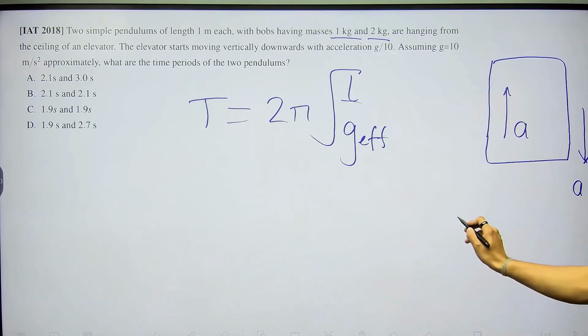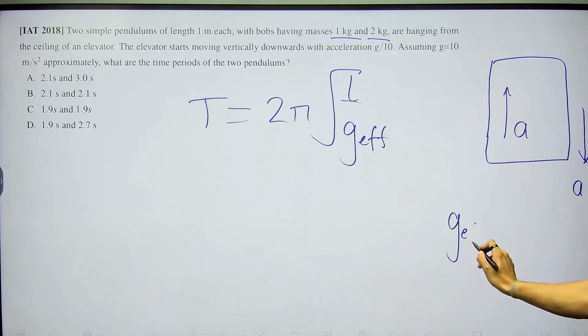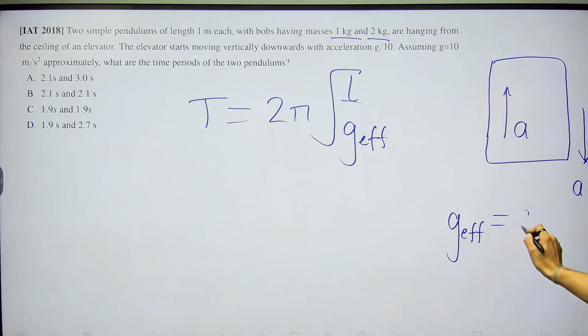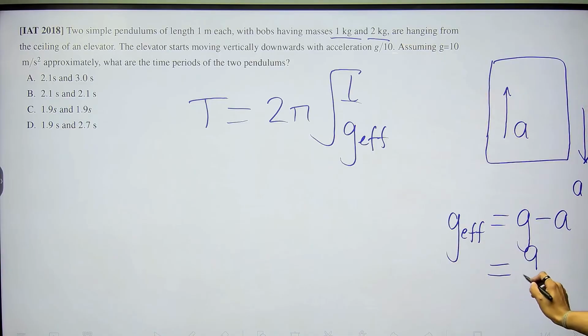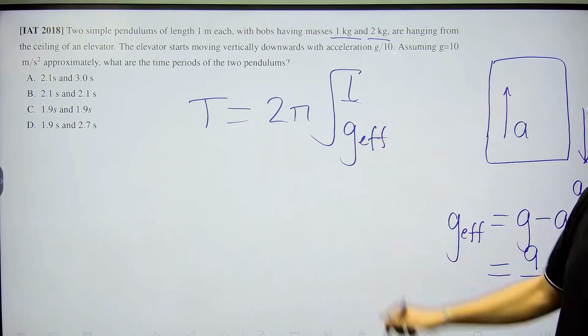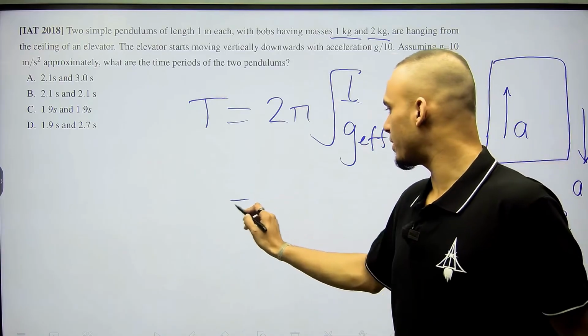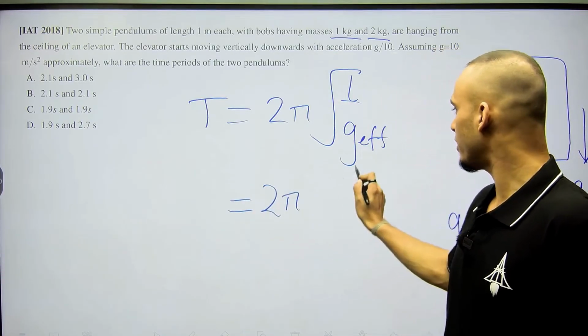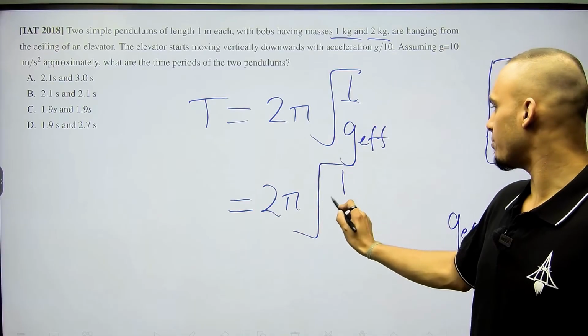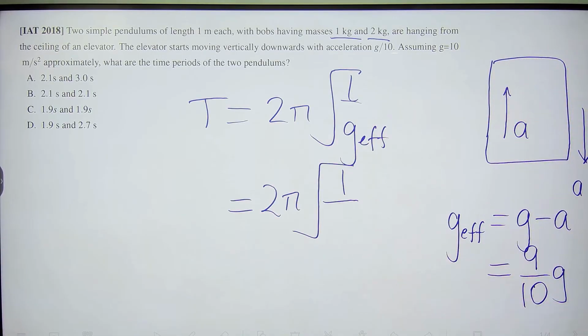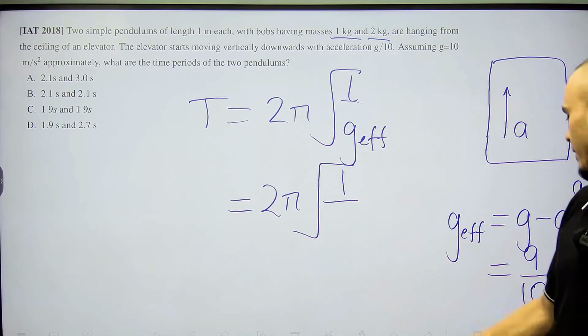So we can write the effective gravity inside the elevator as g effective is equal to g minus a, and since acceleration is g by 10, the effective gravity becomes 9 by 10 times g. So we can just substitute this value in the formula. Since the length is 1 meter each, the time period just becomes 2 pi under root 1 meter upon effective gravity, which is 9 by 10 g.